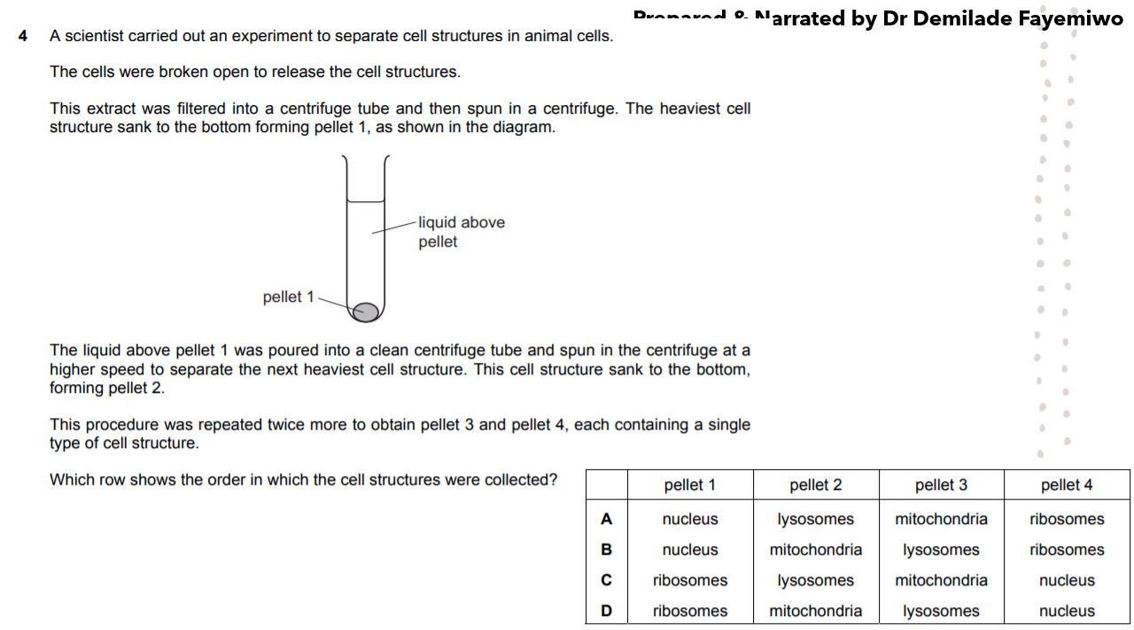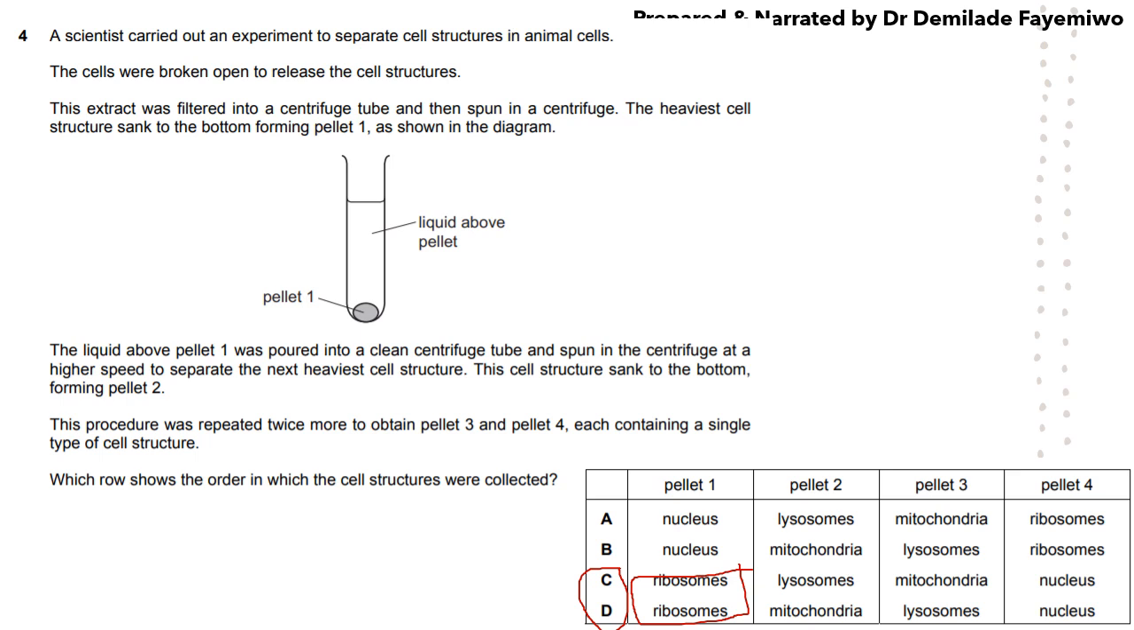First of all, pellet 1 is supposed to be the heaviest. So the first thing I would say is look at pellet number 1. Now, the places where you're seeing ribosomes, for example, cannot possibly be the heaviest. They are so tiny. That already tells you that you can eliminate C and D, because pellet number 1 cannot possibly be ribosomes. Ribosomes cannot be heavier than the nucleus. So C and D are not options. You've already cut your choices down to 50% so that you're able to zoom in better.